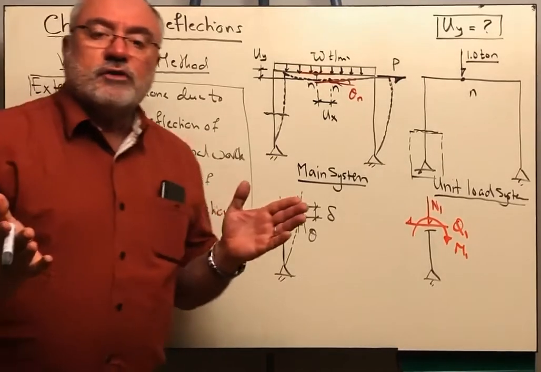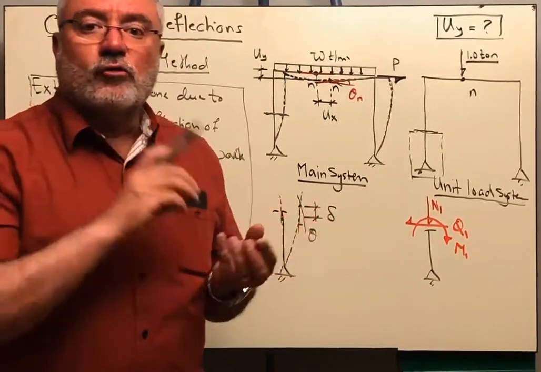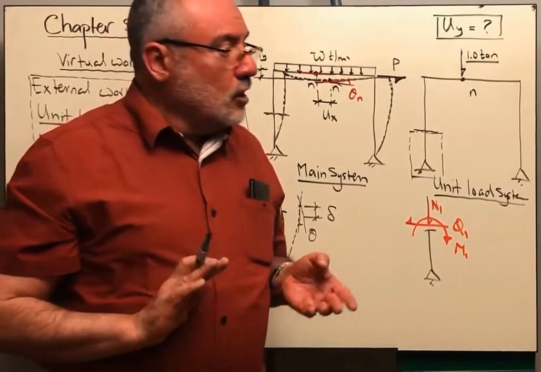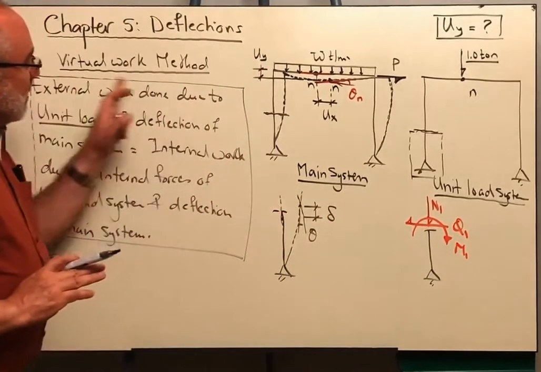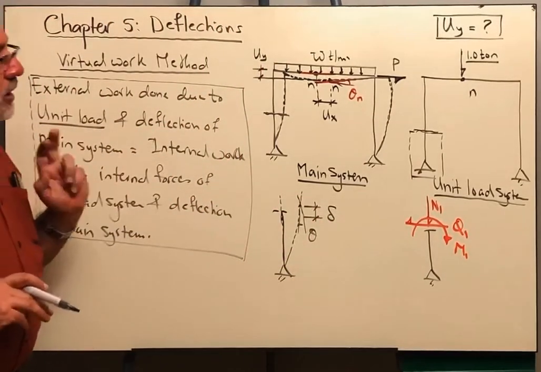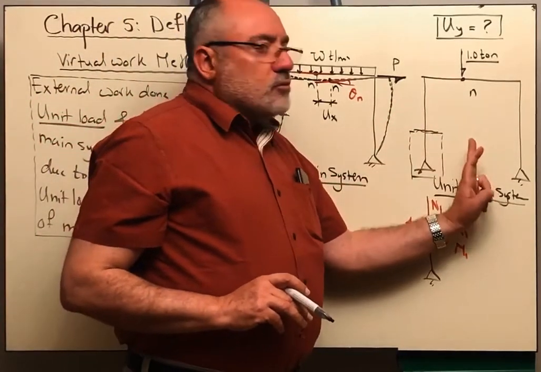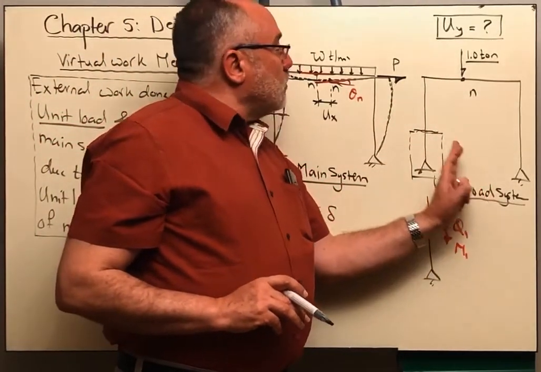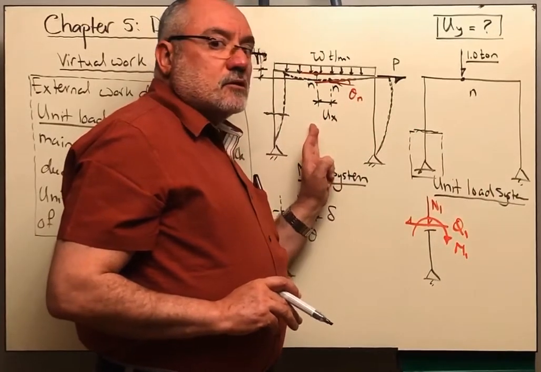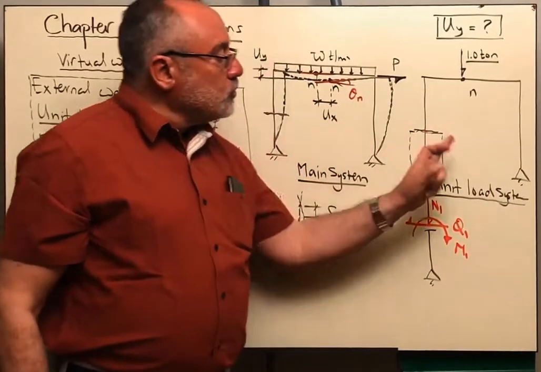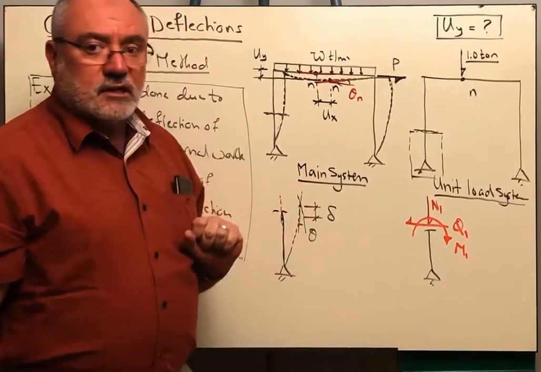What is the definition of the external work? It is the force multiplied by the distance. So the left-hand side of this equation is saying that you should take the forces from this system and multiply by the corresponding displacement of the main system.